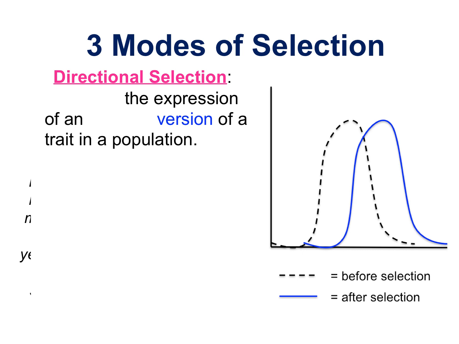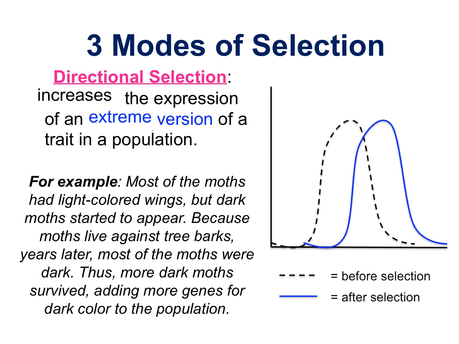So in directional selection, we are going to have the increase of expression of an extreme version of a trait in a population. So we're going to look at some examples, but first you can see over here, if we're looking at a population, the outsides are one extreme, and the middle is the most common. In directional selection, we are going to move in one of these directions, where over here is now going to become more common.